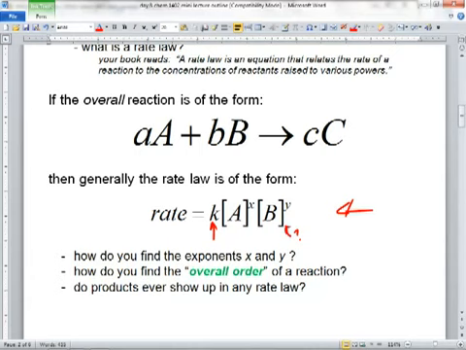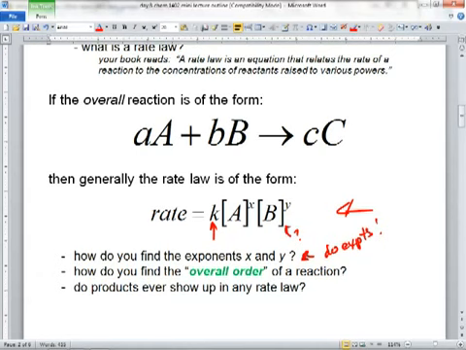But anyway, how do you find these exponents X and Y? You have to do experiments. So these questions are going to be long and big because they have to give you all this data for you to figure out what X and Y are. But it's not so bad.